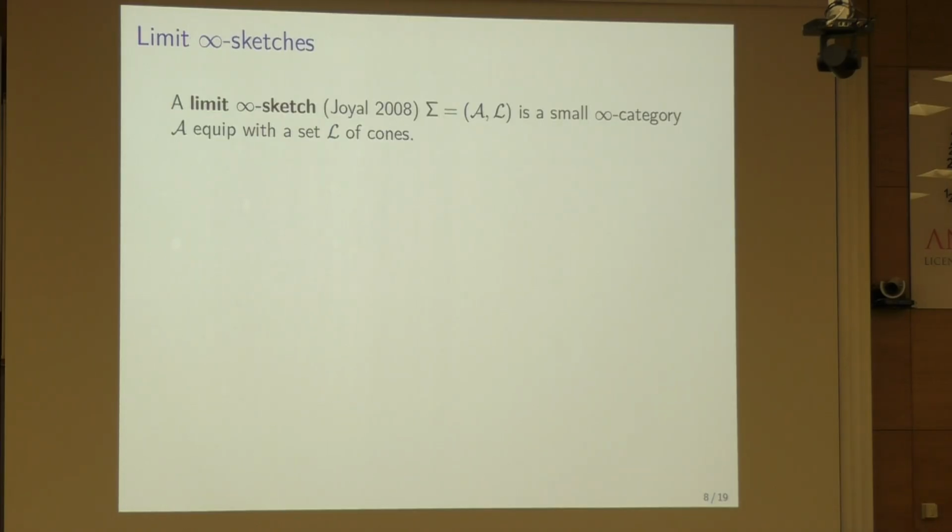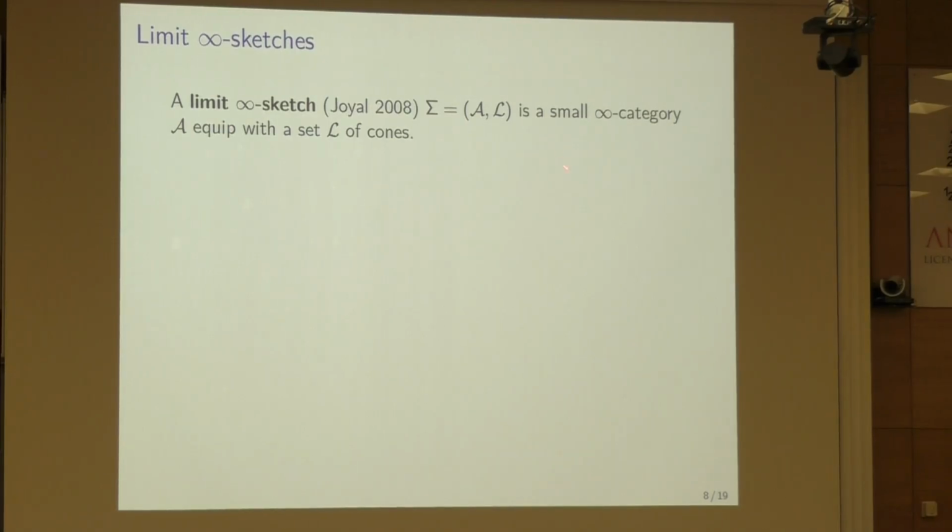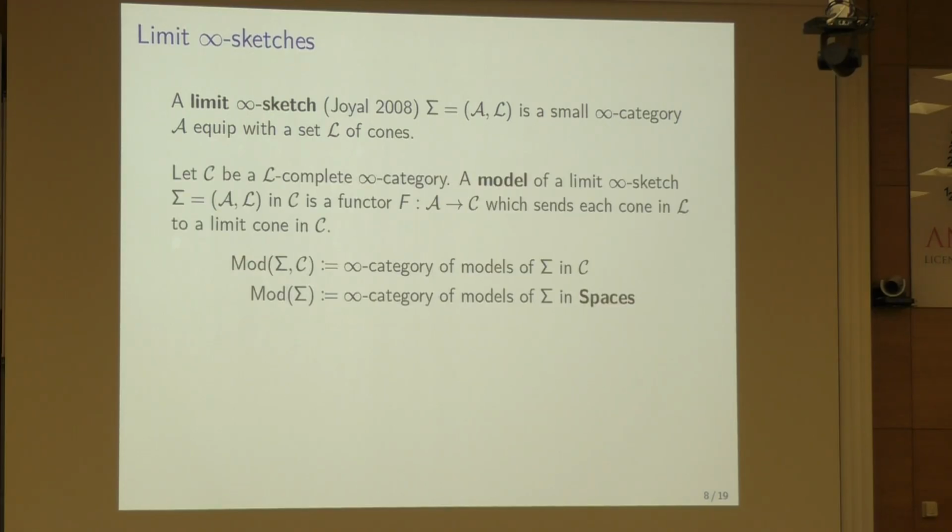So then we define the limit infinity sketch, which was defined, I think, first by Joyal in the notes of Barcelona of the CRM, as a pair of a small infinity category and a set of cones. So it's the same definition as before.